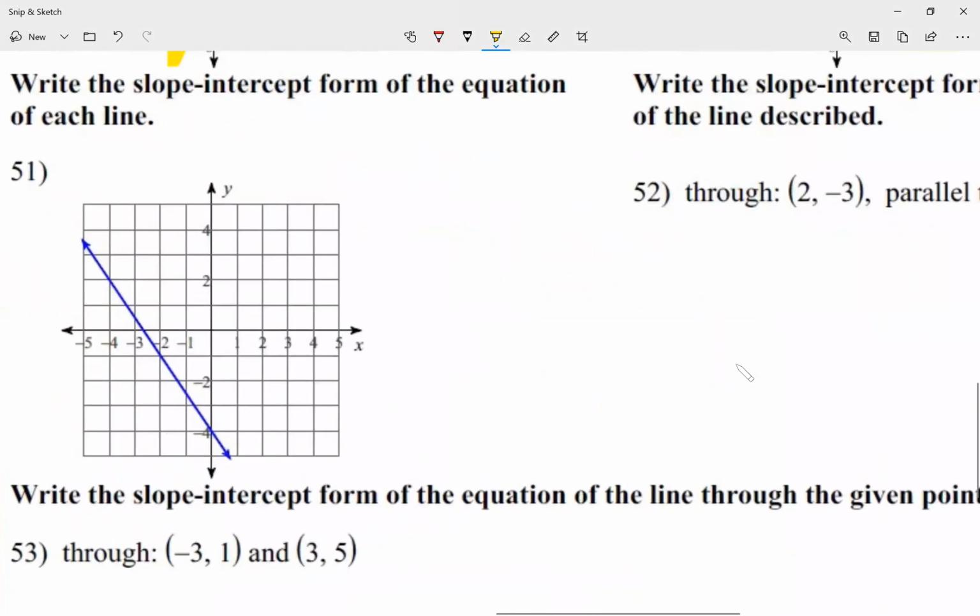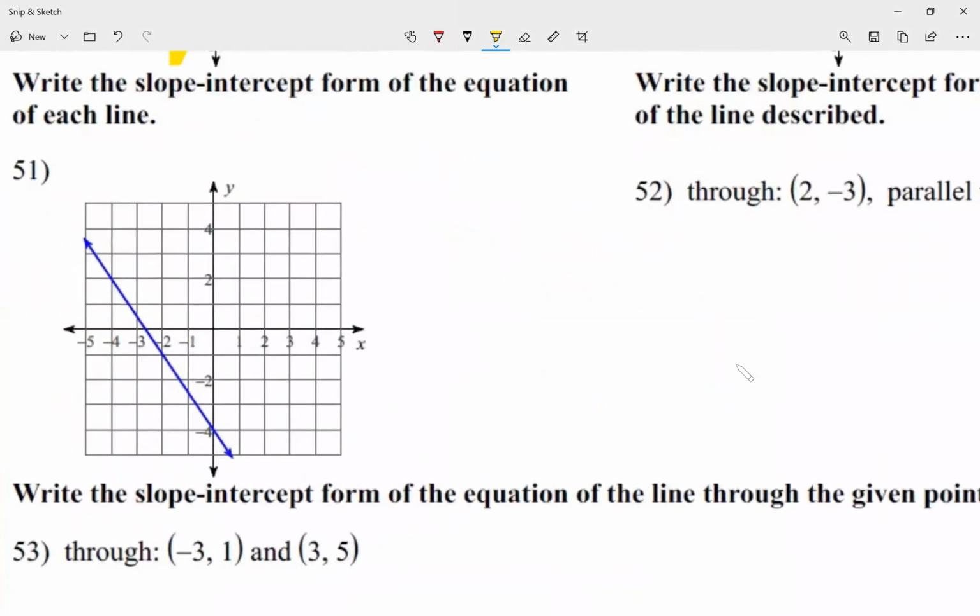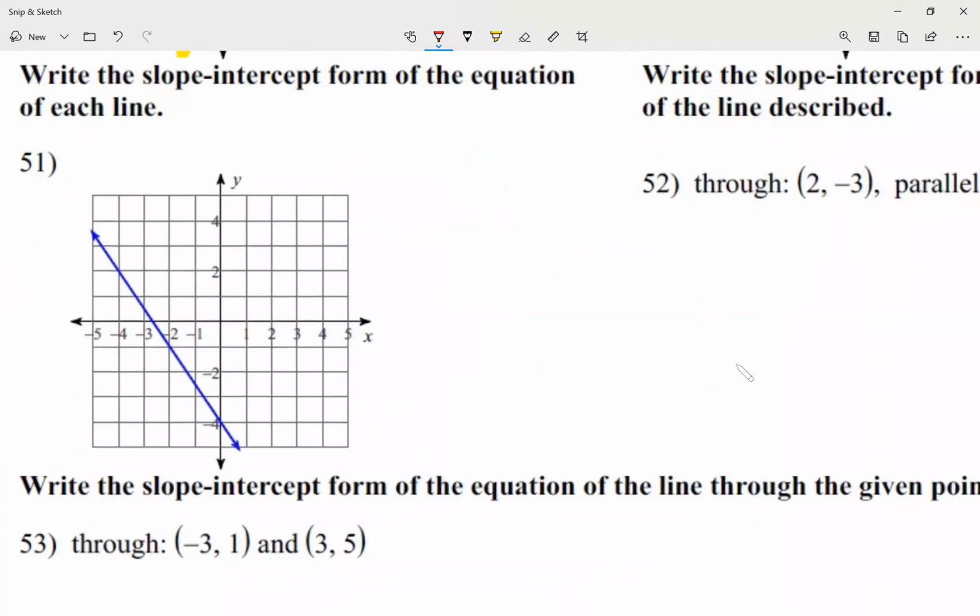Now here it says, write the slope-intercept form of the equation of each line. Gotta find, where do I cross the y-axis? -4, right? I'm gonna find two values. I'm gonna find my slope and I'm gonna find my y-intercept. I just found out that my y-intercept is -4.